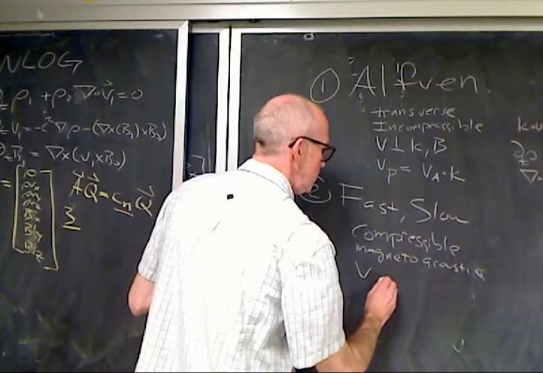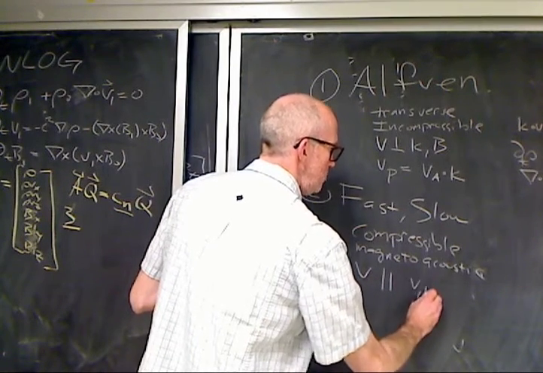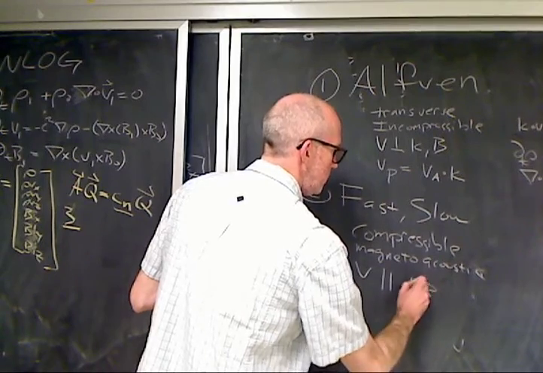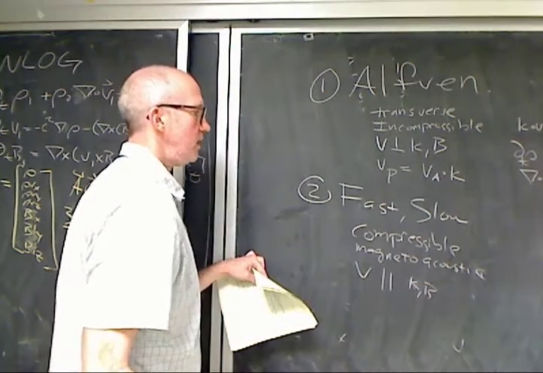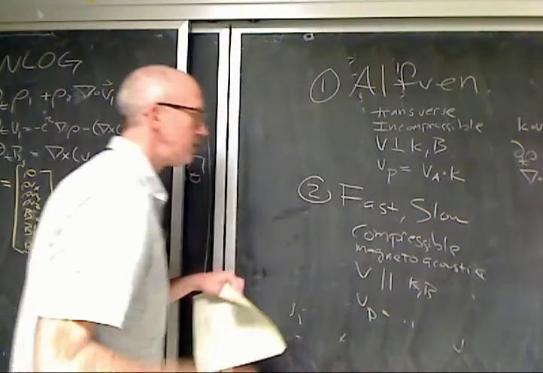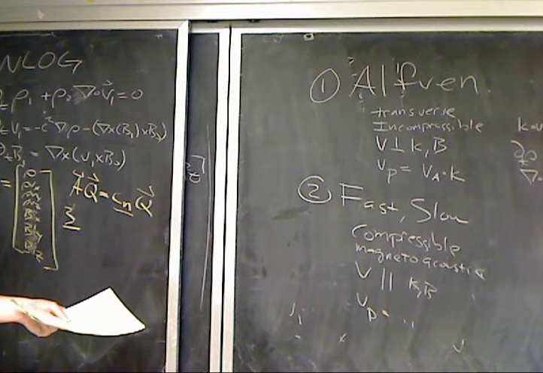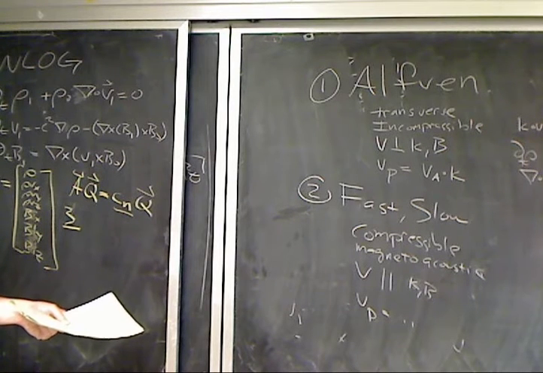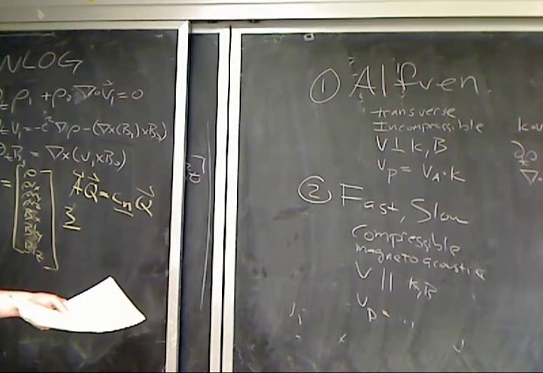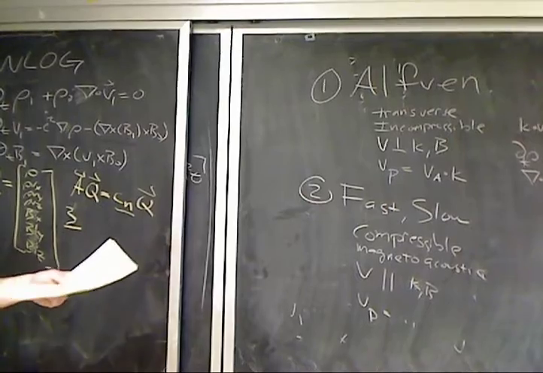The velocity is in the plane of V and B, K and B. And the phase speed is this complicated thing that I'm not going to rewrite again. I think the complicated thing is in the book. Okay, does anybody have any questions about fast and slow waves? Everybody good so far?